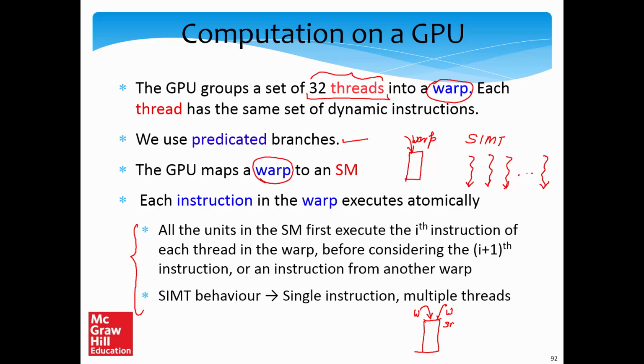So the SM will maybe consider warp 1 and execute its ith instruction fully before even executing the I+1th instruction in warp 1. Then it will consider warp 2, execute some of its instructions, again for all the threads within warp 2. Then come back to warp 1, execute a few more instructions of warp 1. But the important thing is that the execution of an instruction is atomic, in the sense that all 32 threads will essentially progress by the same number of instructions before the warp gets swapped out and another warp comes in. So this kind of a model is a single instruction, multiple threads kind of model.